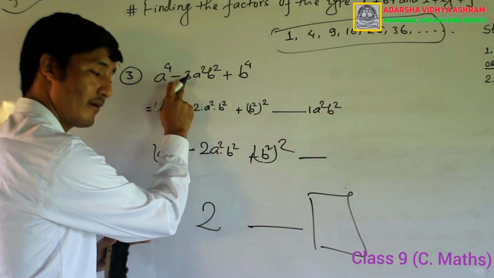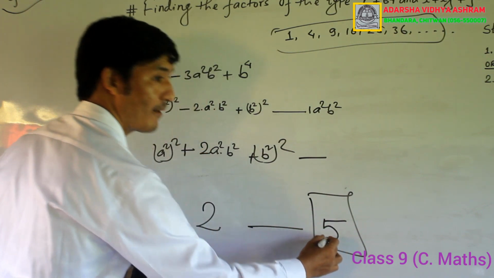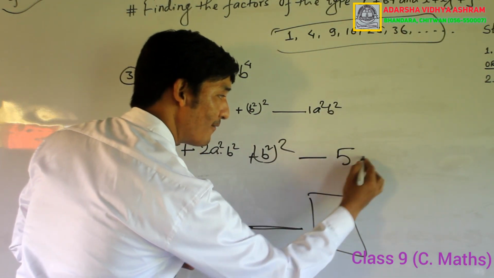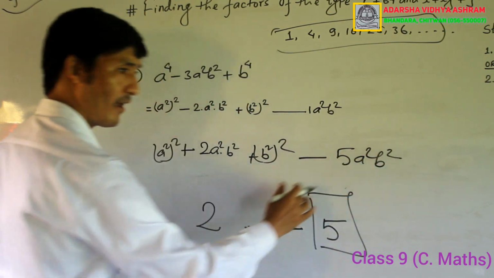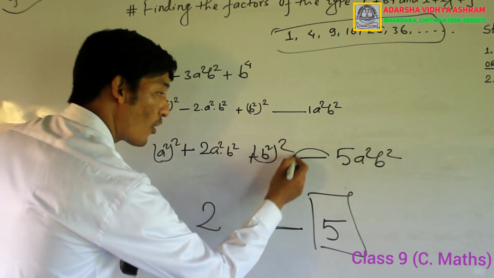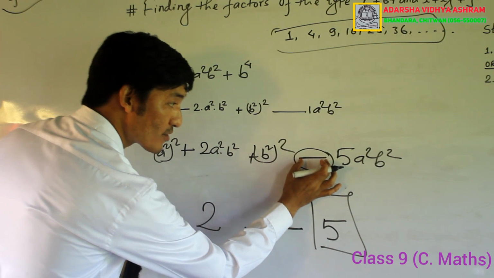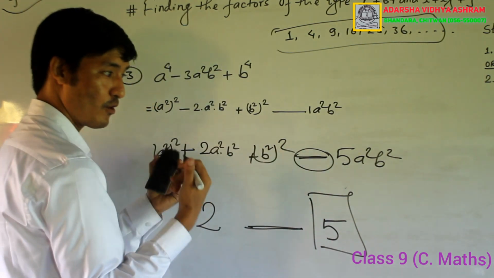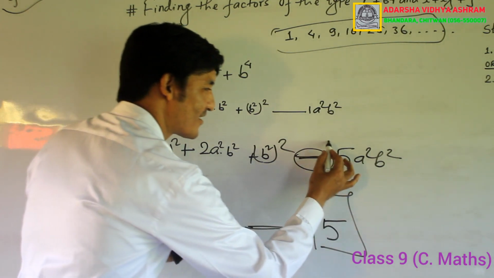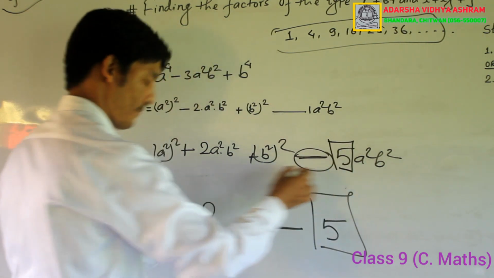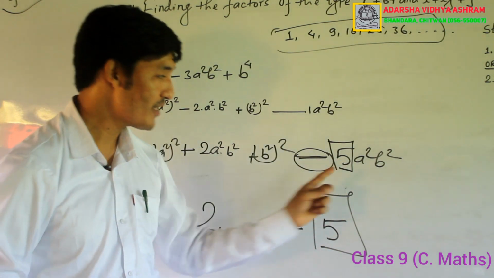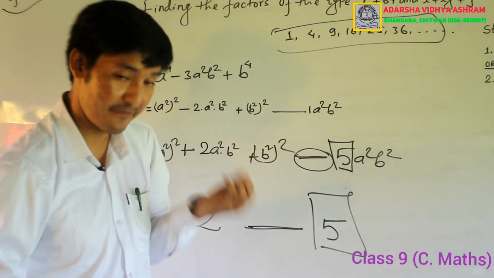Minus 3. Obviously here minus 5. Oh, minus is appropriately coming. Here is 5, a square, b square. It's okay. According to the symbol, according to the sign, it's okay. Here minus is coming. It's very nice. It is beautiful. But what is this number? This is 5. And can you change this 5 into the perfect square form?